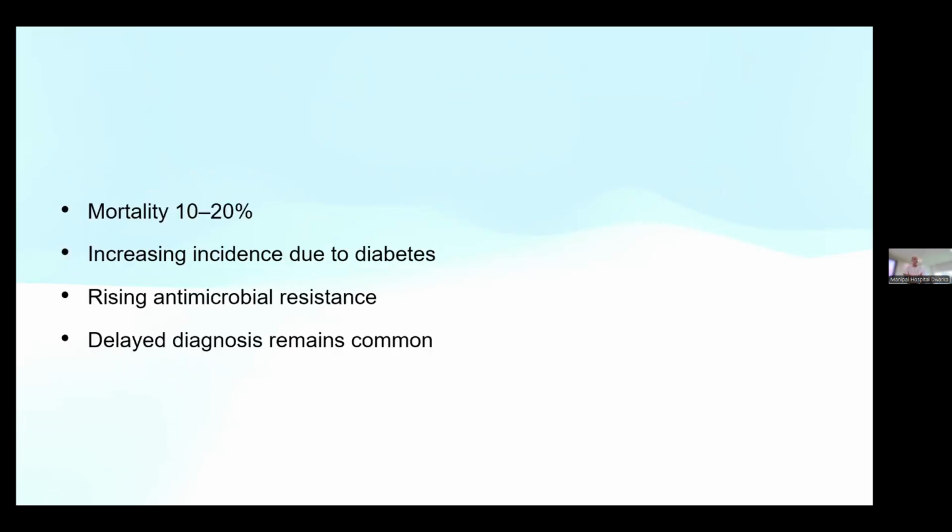Now, remember, this has a mortality of 10 to 20%, with increasing incidence due to diabetes and rising antimicrobial resistance. Our patients, which were very, very sensitive a couple of years ago, even to Tazac or your meropenem, today many of them don't respond. If you see the pus culture, they'll be all resistant. The only thing which will come sensitive is colistin. And colistin needs hospitalization, it can be given, but in a controlled setting.